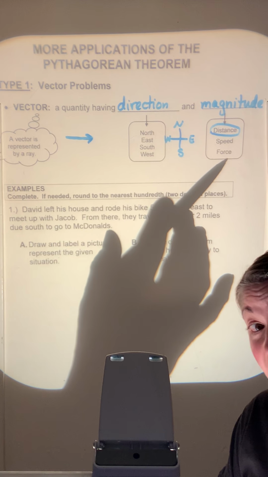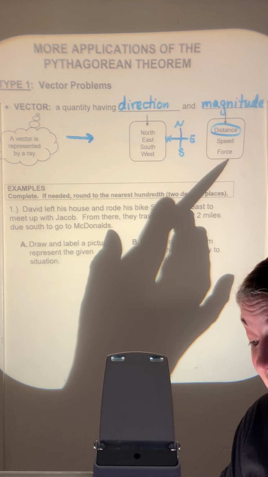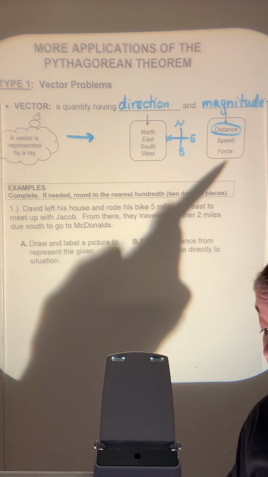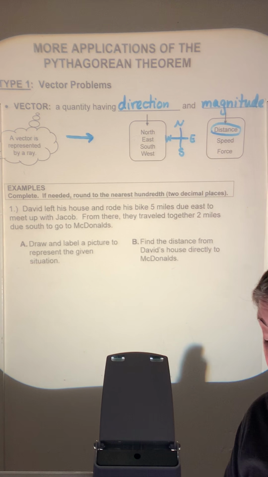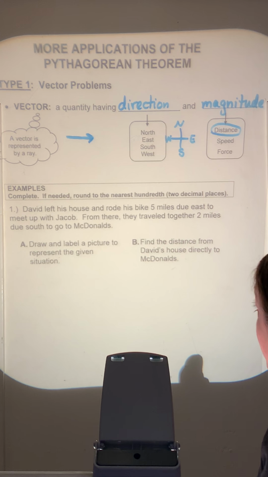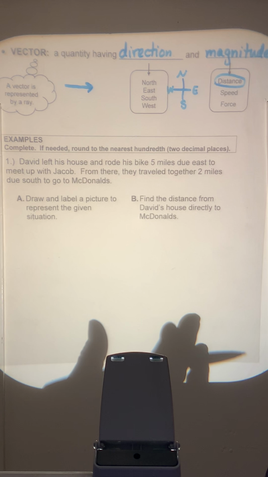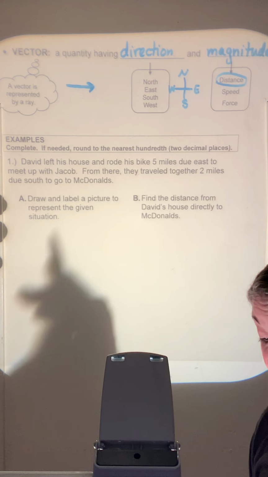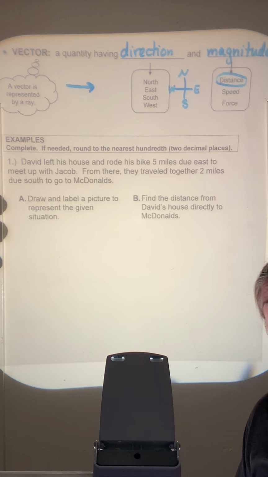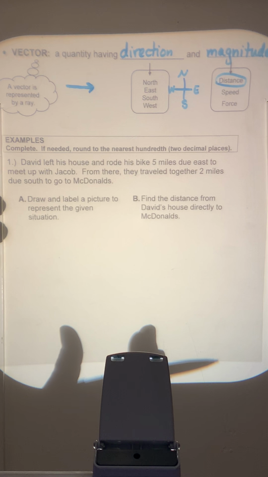However, you do vectors in physics, so if you plan on taking a physics class in the future, you may deal with vectors that have speed and force, so this is a really good section to know. So how I'm going to need you to do it for our class is basically to draw pictures that will end up being right triangles, and then you'll have to solve for one of the missing sides.